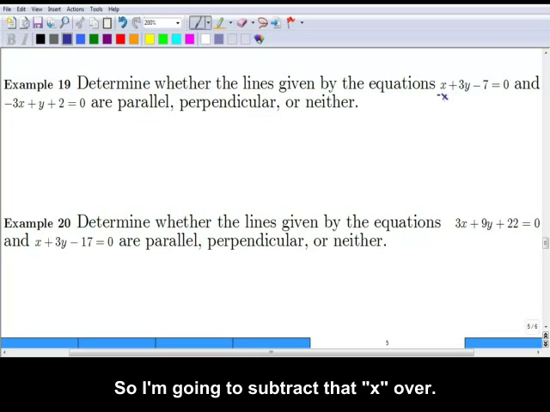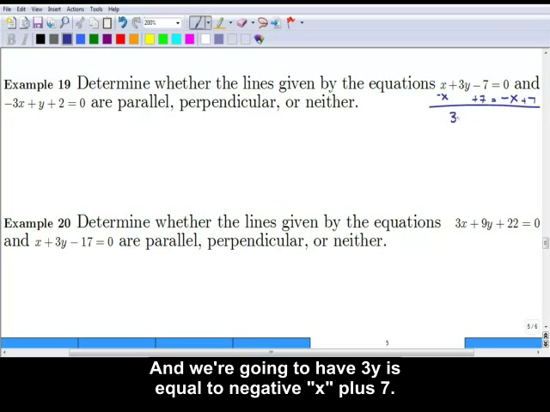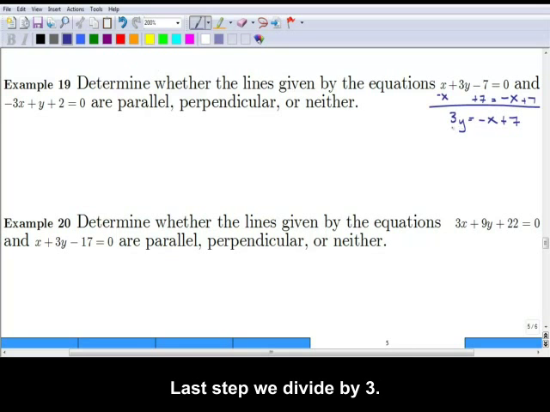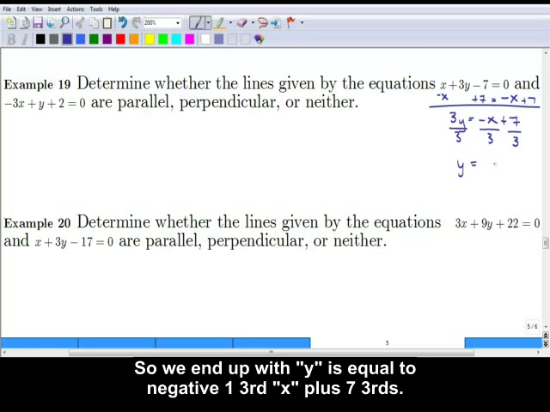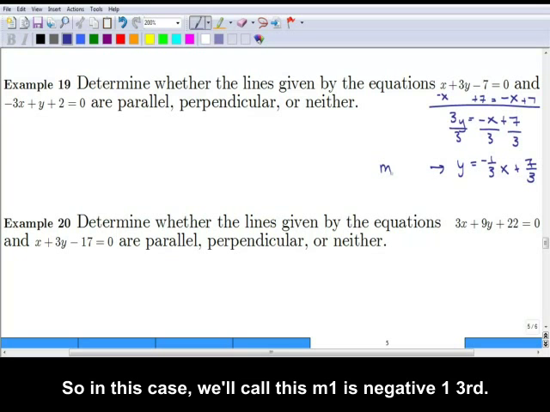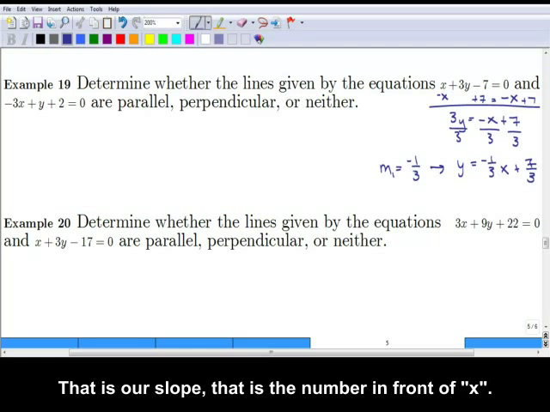So I'm going to subtract that x over, and I'm going to add the 7 to both sides, and we're going to have 3y is equal to -x plus 7. Last step, we divide by 3, so we end up with y is equal to -1/3 x plus 7/3. So in this case, we'll call this m1 is -1/3. That is our slope, that is the number in front of x.